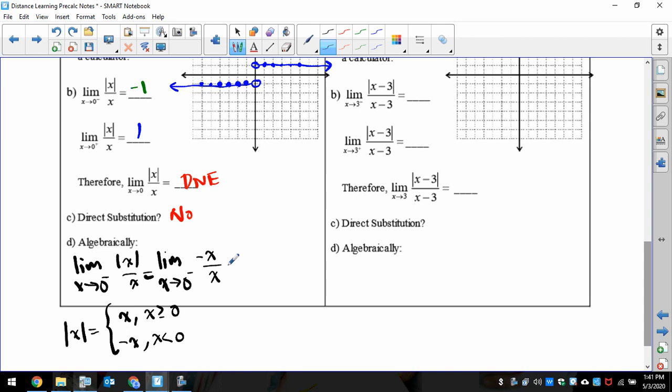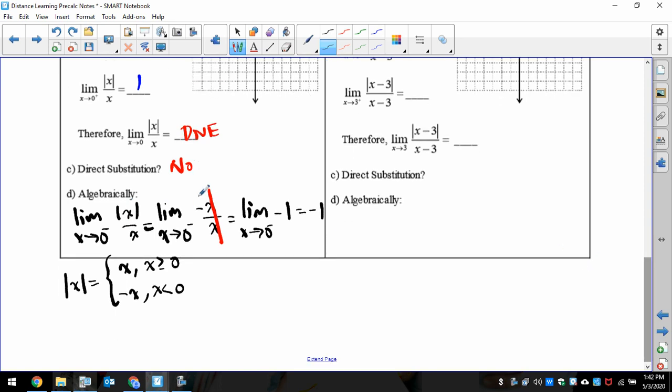The x's cancel, and it just leaves us with the limit as x goes to 0 from the left of just -1. Because the x's cancel, if you try to plug in, there's no x's left to plug it into, so we're just going to have -1 as our final answer. So that's coming from the left-hand side. And you can do a very similar argument on the right, just replacing this absolute value with the positive x.